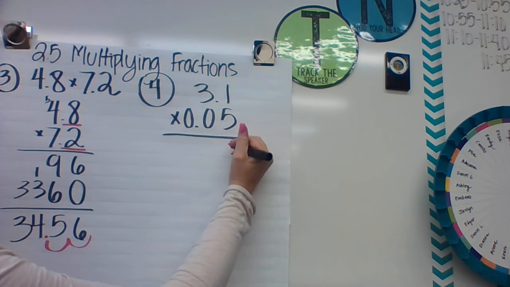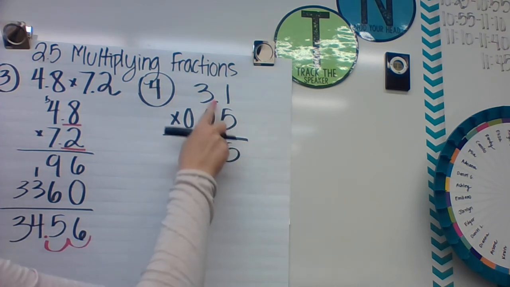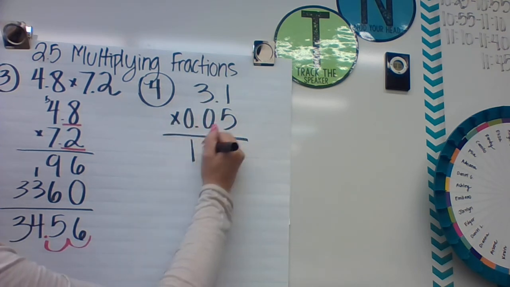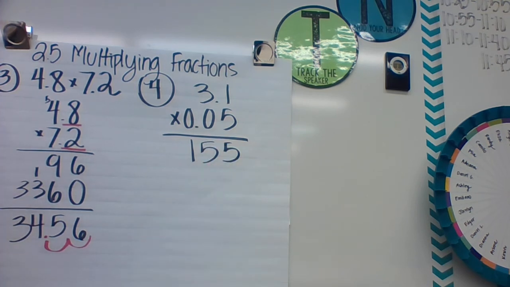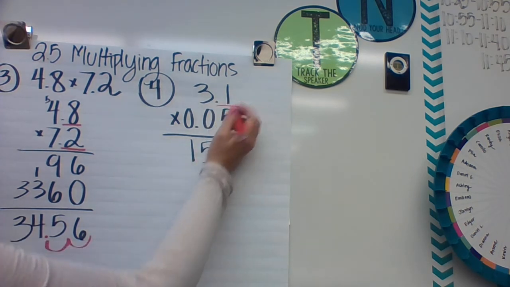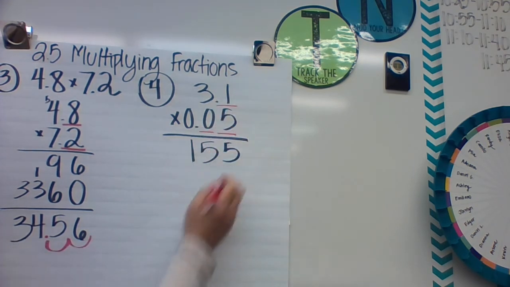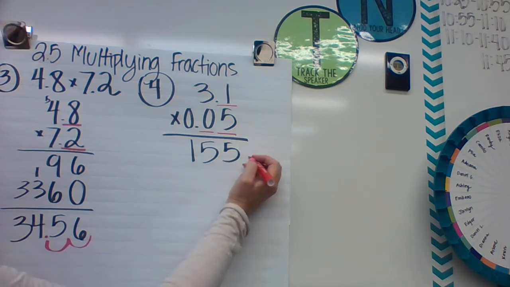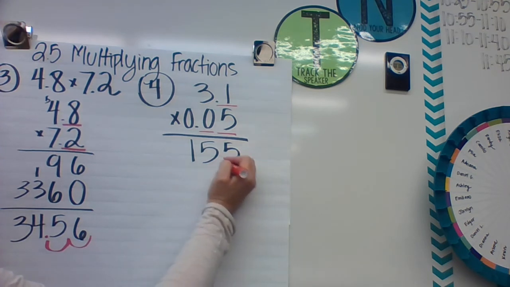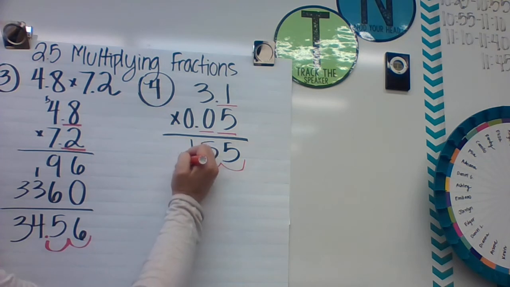5 times 1 gives me 5. 5 times 3 is 15. Since these are zeros, I would just add zeros below, so I don't need to continue my problem any further. I look back in my original problem, see how many decimal places I have. I have 1, 2, 3. So I'm going to start at the right-hand side and move to the left 3 times. 1, 2, 3. And that's where my decimal point goes.